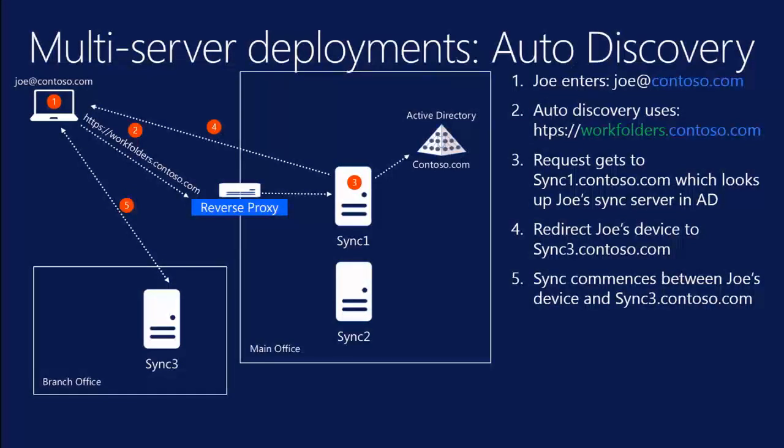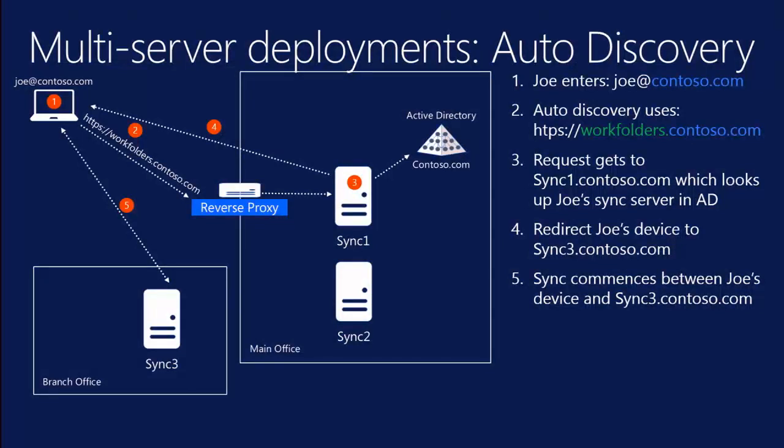And then when the user first enters his email, he gets to one of the Work Folders sync servers. The sync server looks the user up in Active Directory and says, oh, you should go to another sync server, and just redirects him. Now, if you want to move the user to a different server, you change that in Active Directory, and you move the user to the right security groups, of course, and the user would get rerouted to the appropriate server again.